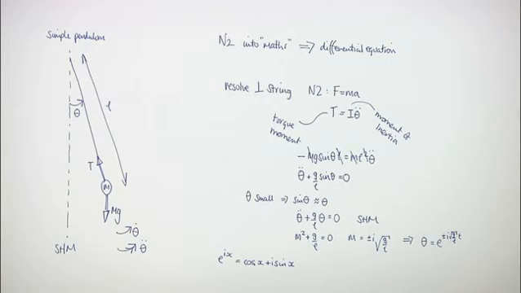And so what we do is we take the real parts of this function, and that gives us a solution for theta of a cos root g over L times t plus b sine root g over L times t. And the exact values of a and b will depend on the initial conditions.